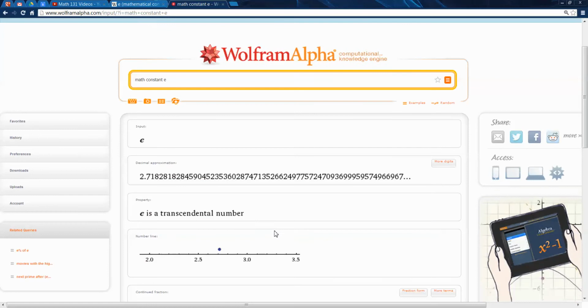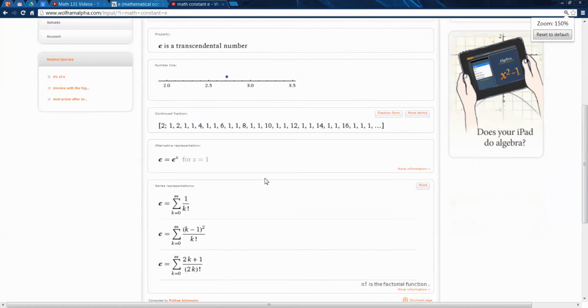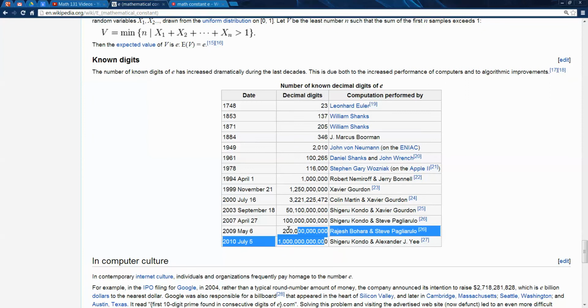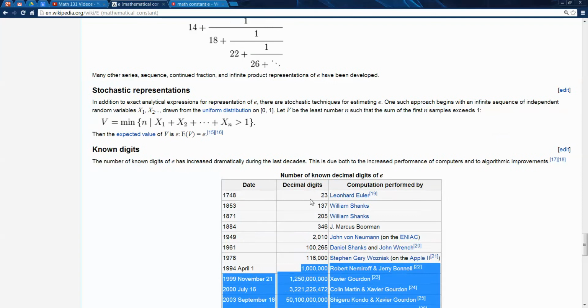And they have a whole bunch of interesting info in here that you don't really care about. And I looked up the Wikipedia page just for the fun of it, and there's Leonhard Euler, see? He came up with up to 23 digits by himself without a calculator. And then William Shanks came up with more digits in the 1800s and so on. And obviously we have computers now, so that's why we're getting in the millions and billions of digits nowadays. But back in the 1700s, when you're doing everything by hand, you don't get that many digits.